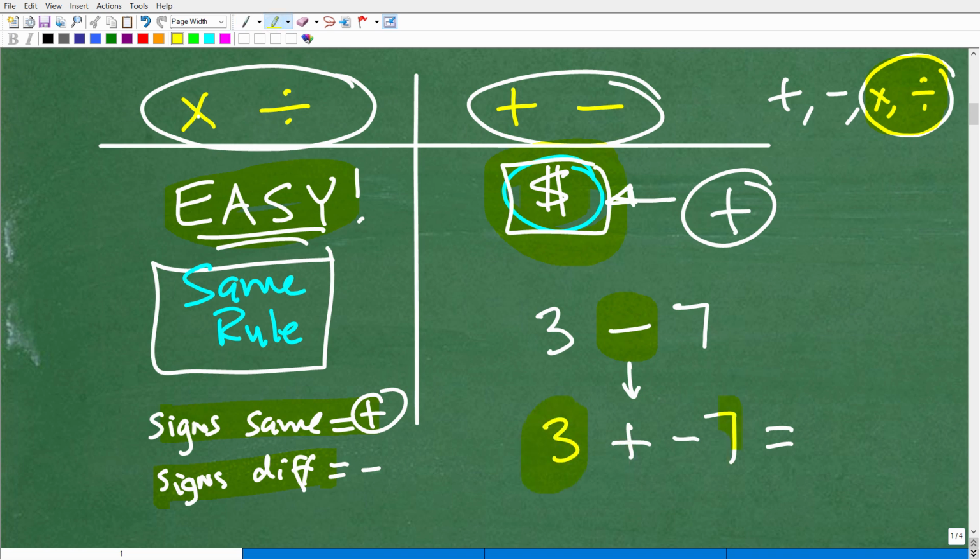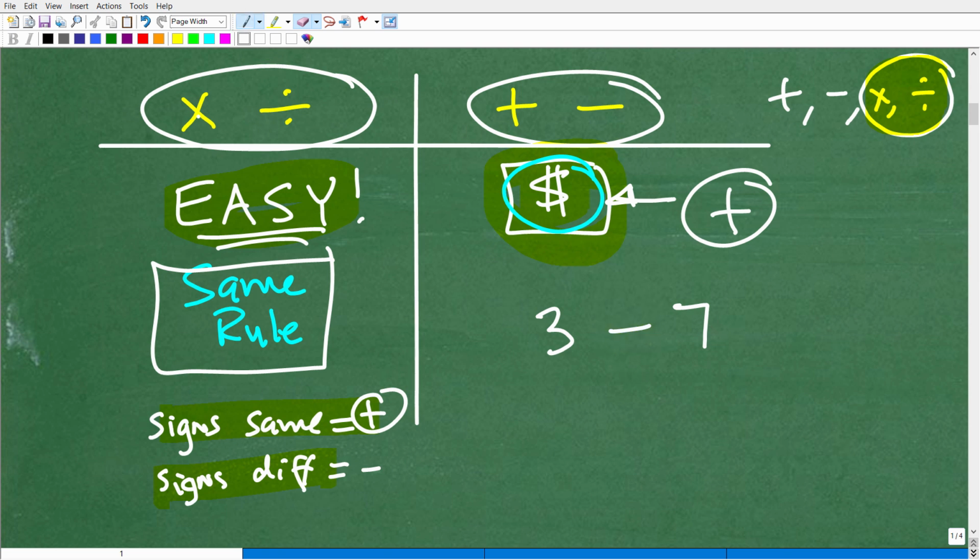So we have $3, but now our friend comes up and says, "Hey, give me my $7 that I lent you last week." You're saying, "Well, I can only give you $3, but I'll owe you $4, right?" So 3 plus negative 7 is negative 4, okay? So that's how we deal with subtraction problems. Now, let's take a look at a couple more examples.